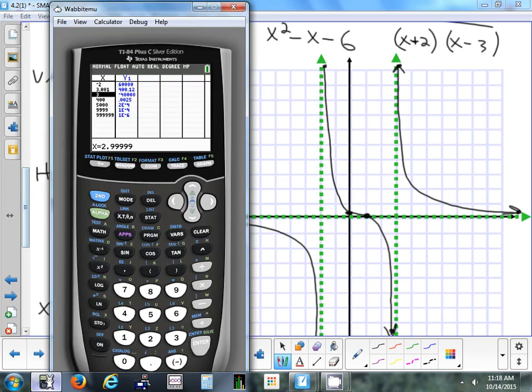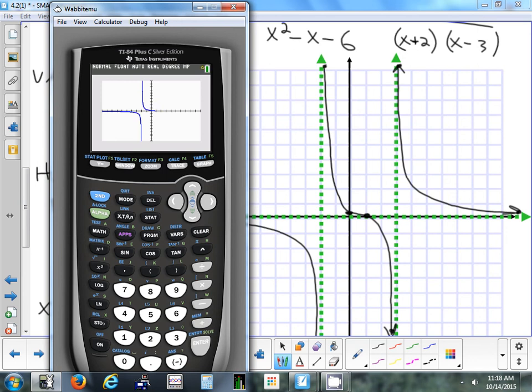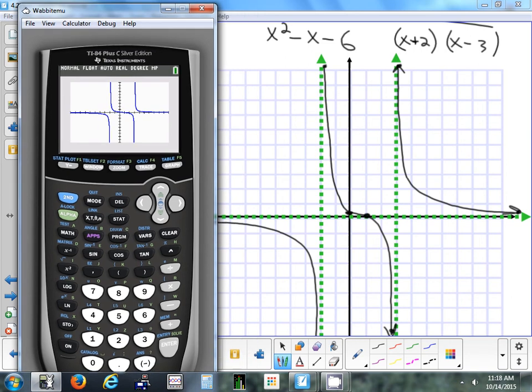We can double check it. Zoom 6. And that's basically the picture we get. Same thing we drew. That's it. That's all there is. That's how you graph a rational function. Any questions on that?